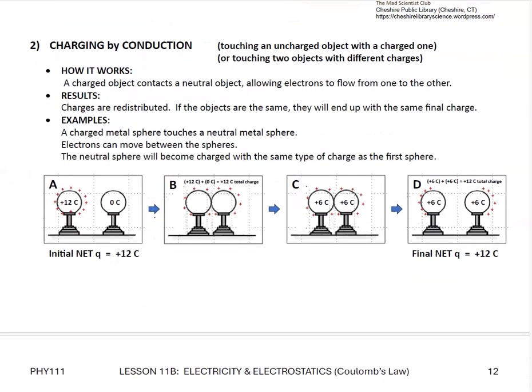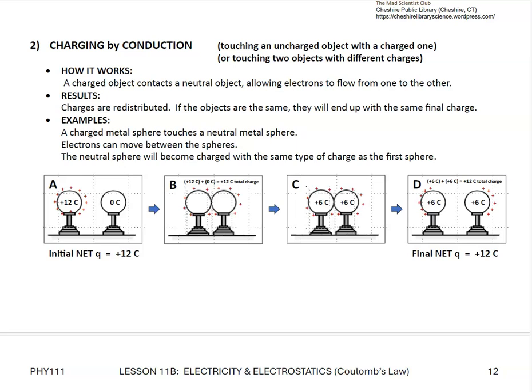Now, the second method of charging we're going to talk about is charging by conduction. This is when you're touching an uncharged object with a charged one, or touching two objects together with different charges. We've already talked about situations where we have two conducting balls with different charges, and we touch them together and charges flow. And because the two conducting balls are identical in size and shape and the type of metal that they're made of, the charges that will end up on the two balls will be the exact same charge.